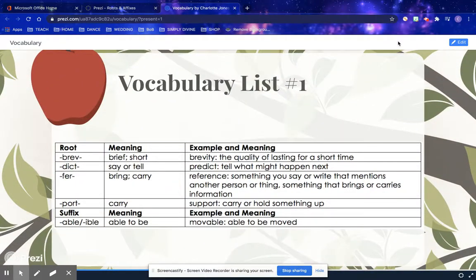So that brings us to roots and affixes list number one that you can see here. We're going to have a quiz on this list in 2 weeks. So it's very important that we're studying these roots and affixes, which we're going to be doing in the rest of the module.